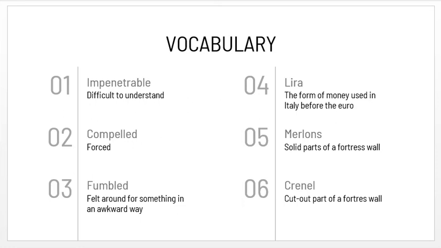The first one is impenetrable. It means difficult to understand. Then the second one we have compelled, or it means forced. Then the third one is fumbled, or felt around for something in an awkward way. Then we have lira. It is the form of money used in Italy before the euro. We also have merlons, or solid parts of a fortress wall. And the last one is crenel, or cut out part of a fortress wall.